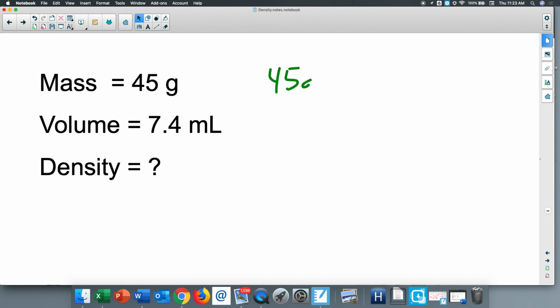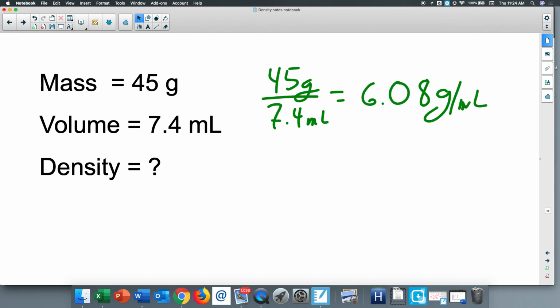All right. 45 grams divided by 7.4 milliliters is going to equal what? 6.08, I think I heard someone say. 6.08 grams per milliliter. How many sig figs do I have in my factors? So how many should I have in my answer? So what should my answer be? 6.1 grams per milliliter is probably all I can be confident of.